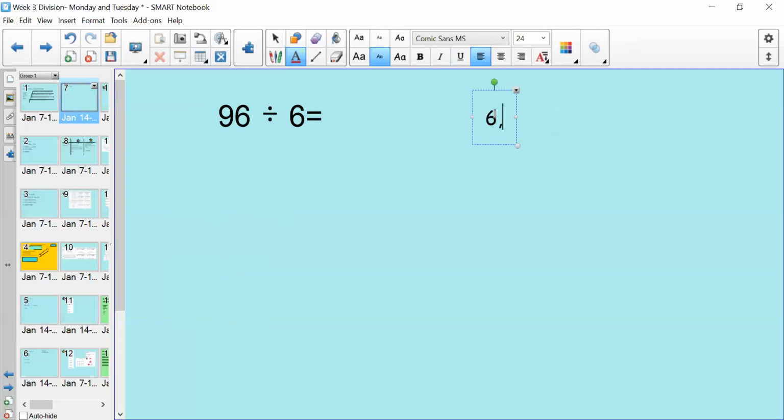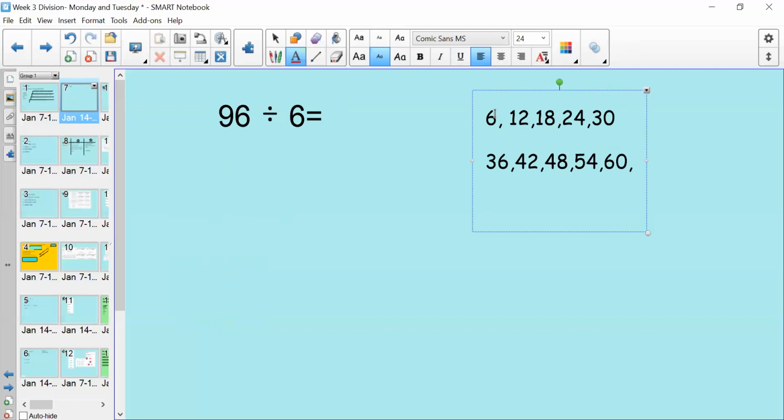So if we go 6, 12, 18, 24, 30, 36, 42, 48, 54, 60, 66, and 72. So we write the multiples up until at least the 12 times table. And then this will help us to think about how we can partition number 96, because we know that 6 is going to go into all of these numbers equally. So we're going to think about how we could partition that number so that we could divide it by 6.